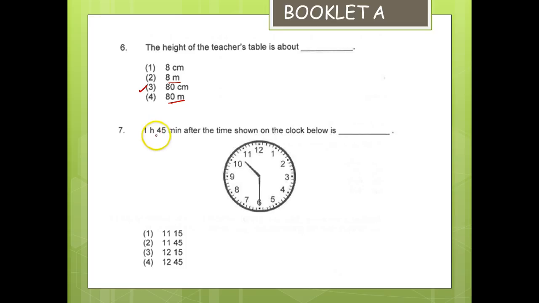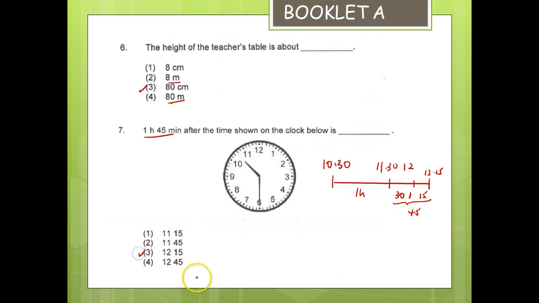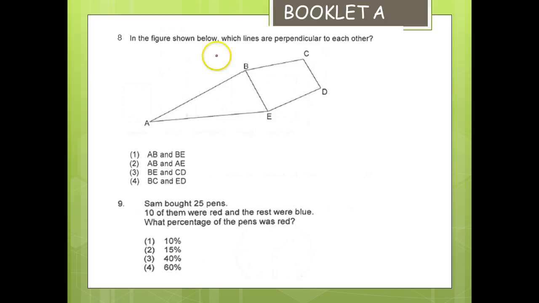Question 7. 1 hour 45 minutes after the time shown on the clock face. So I know this is 10:30. 1 hour 45 minutes later, so it will be later. 1 hour will be 11:30. 45 minutes. So 11:30 to 12 o'clock will be 30 minutes. And I need another 15 minutes to make 45 minutes. So this would be 12:15. The answer is 12:15.